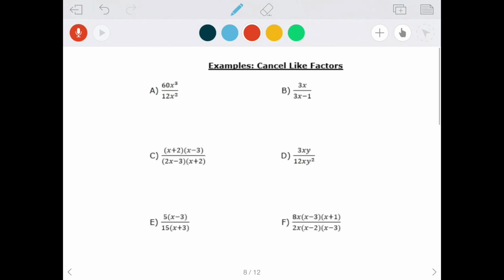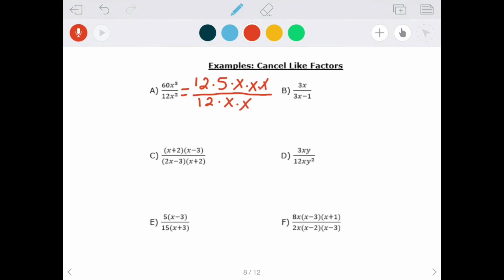So now let's look at some examples. So our first example is 60x cubed over 12x squared. The first one, I want to write out the factors for you a little bit more than what I may do in the following examples, just because I want you to see that 60 is really 12 times 5. Then I have times x times x times x. And then in my denominator, 12x squared is really 12 times x times x.